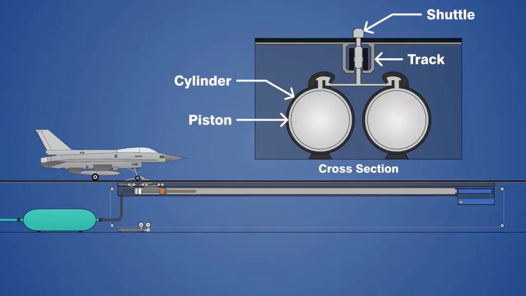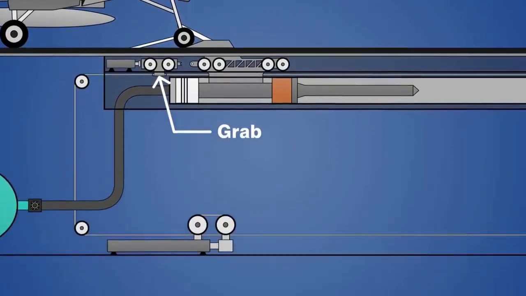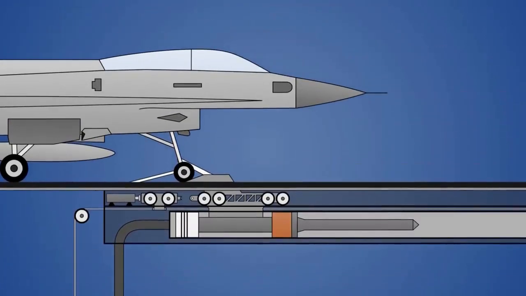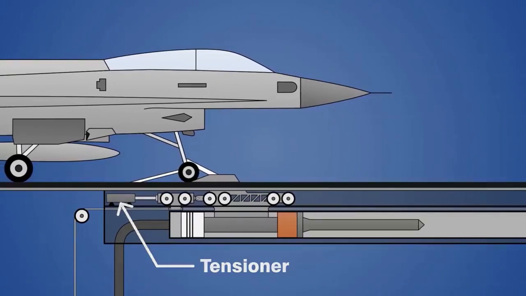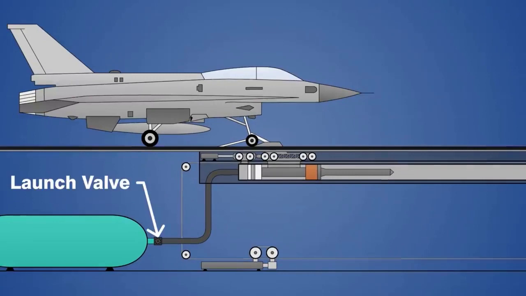The shuttle that you can see on the top passes through the track, and it will be holding the aircraft. There is a mechanism called the grab, which holds the aircraft, and there is one hydraulic cylinder at the bottom of this mechanism. The tensioner will push the grab and move the piston forward, and the grab will be attached to the mechanism. The red bar that you can see helps keep the carrier from moving backward.